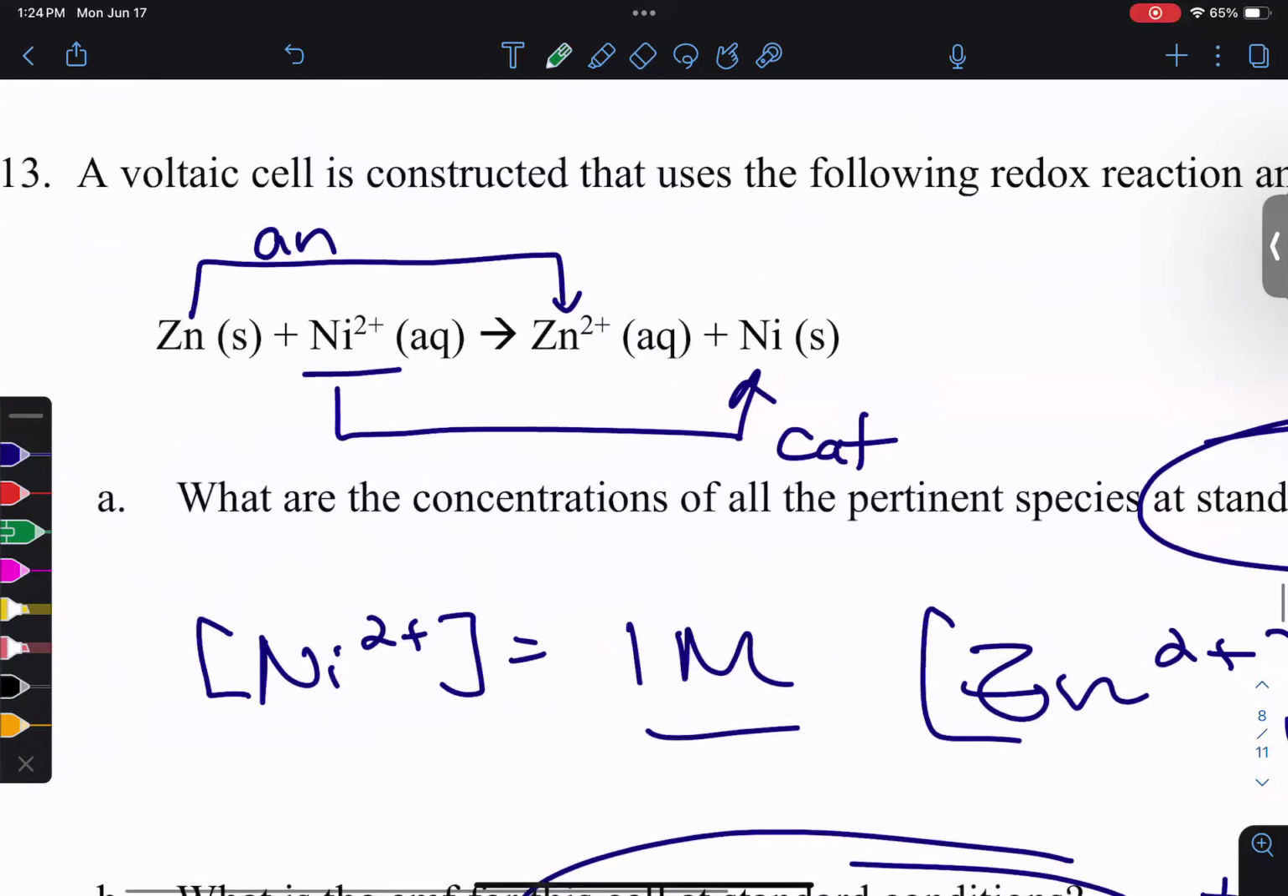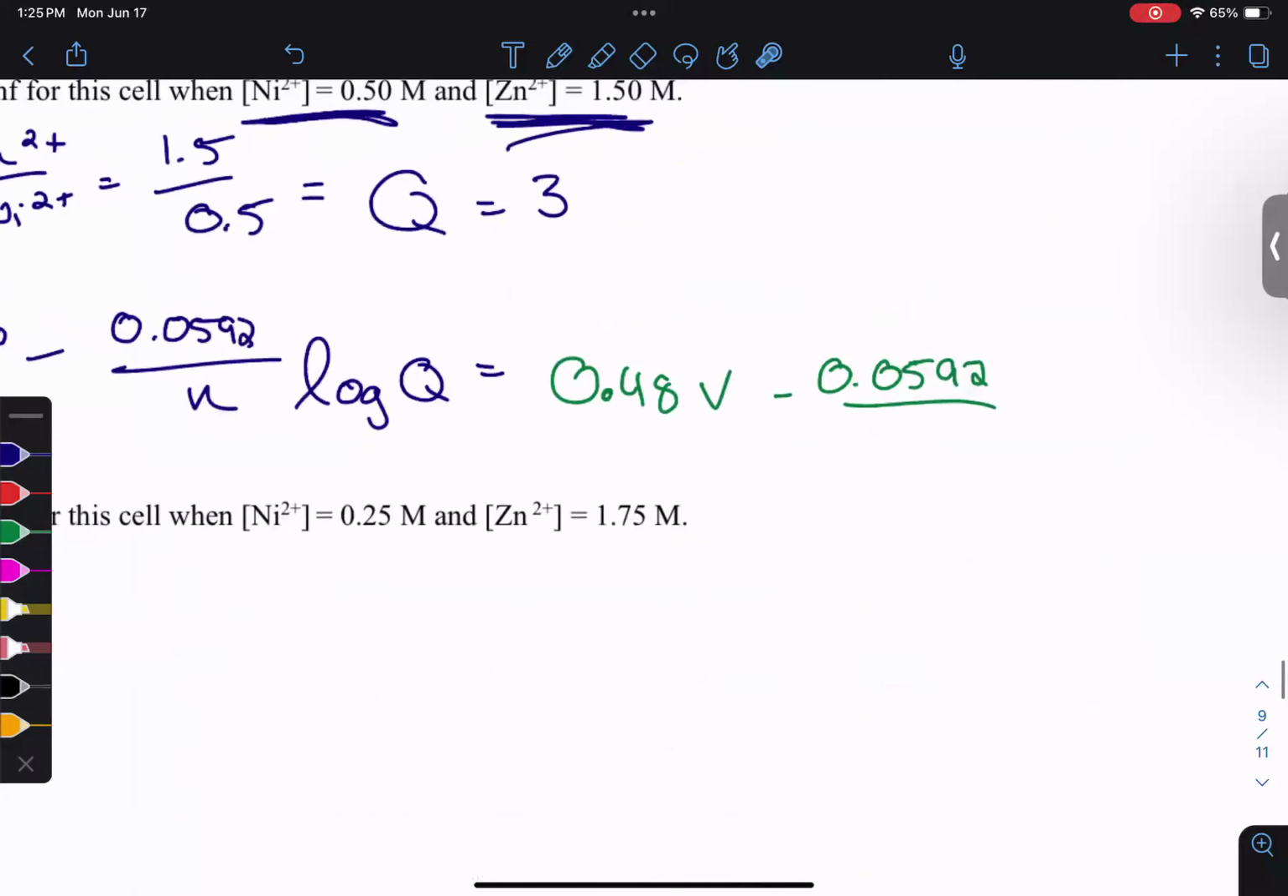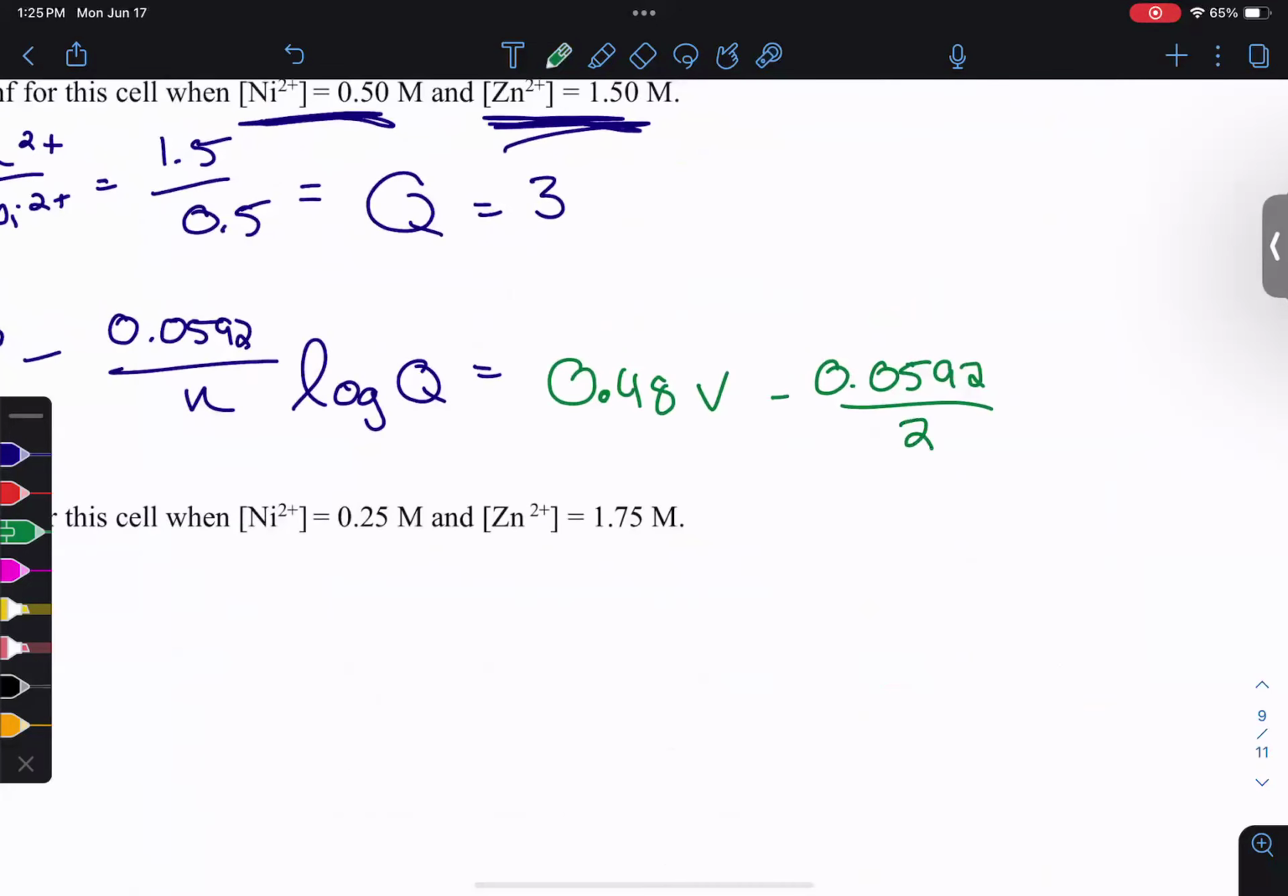Let's look at it. So here's the reaction. What do you think N is? Just look at it. How many electrons have to be involved? How is nickel changing? How is zinc changing? 2, yes. Nickel is gaining 2 electrons, and those 2 electrons are coming from zinc. So I tried to make that one straightforward. So yes, N is 2. So this is log of Q, log of 3.